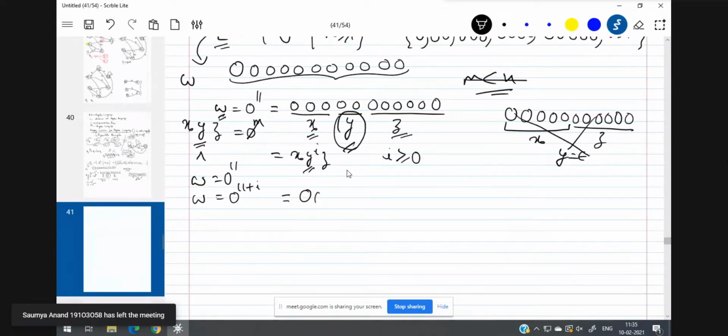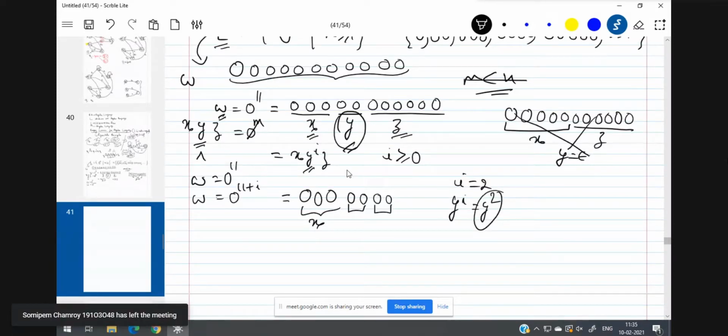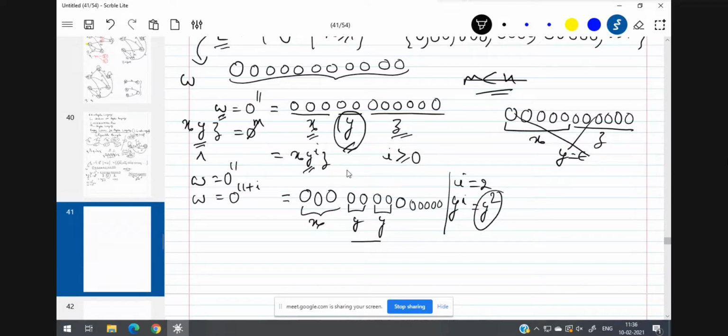Now let me increase it: 0, 0, 0. This is X. Now let me choose I is equal to 2. So I is equal to 2, then Y to the power I is equal to Y to the power 2. So Y you need to write twice. So I've written this twice. Rest: 1, 2, 3, 4, 5, 6. Okay. Now after increasing the length of Y, let me count the number of symbols here: 1, 2, 3, 4, 5, 6, 7, 8, 9, 10, 11, 12, 13.